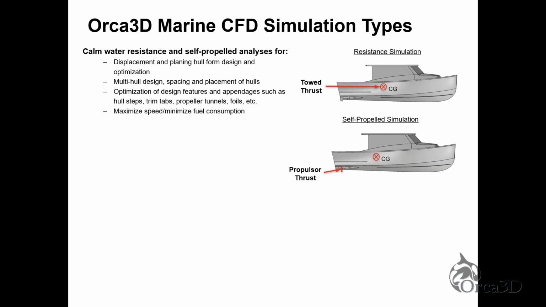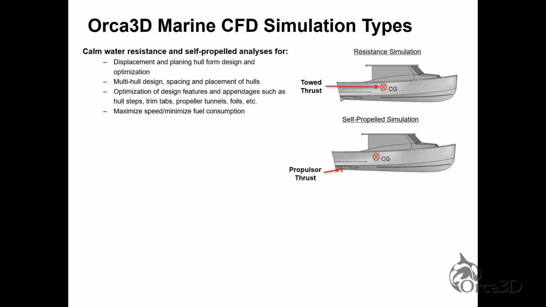If you're familiar with those or have ever observed one of those, you have a towing tank with a model of the vessel of interest in the tank and a towing carriage that tows the model down the tank at your specified speed. Normally in those tests, what you measure are the attitude of the vessel as well as the force required to drag or tow the vessel down the model tank at that speed. And it's a very similar thing in Orca Marine CFD.